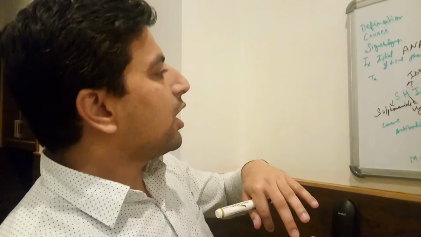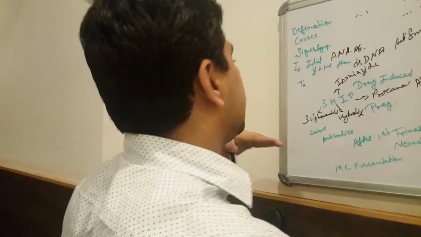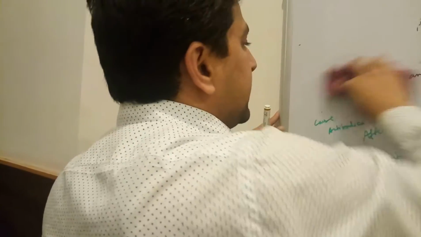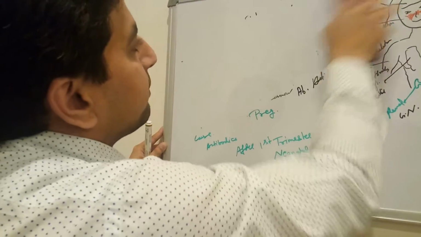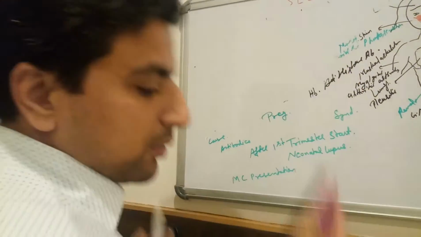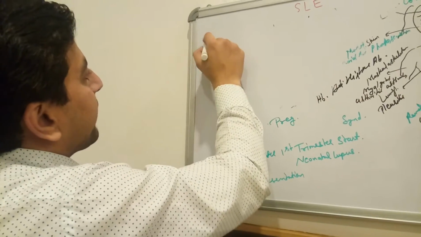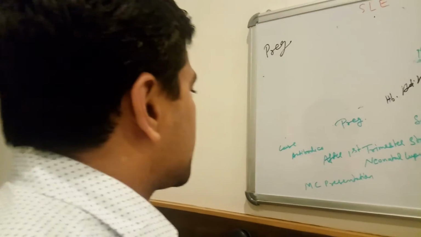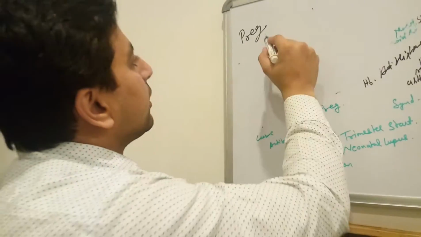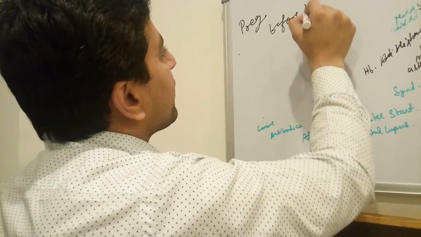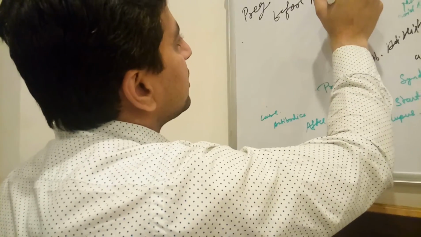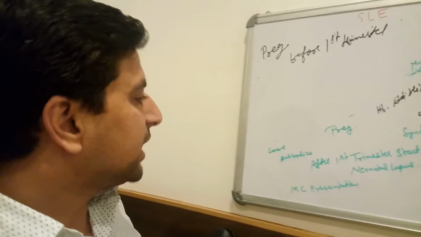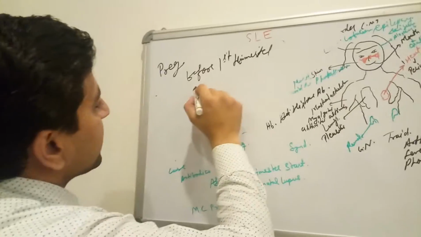Now we are going to talk about pregnancy with SLE. So I'm going to wrap this one. Okay. Pregnancy with SLE. I'm going to write a little bit here. If pregnancy with SLE, then we need to stop the steroids before the first trimester. We need to stop steroids or treatment, but we can give them after the first trimester.